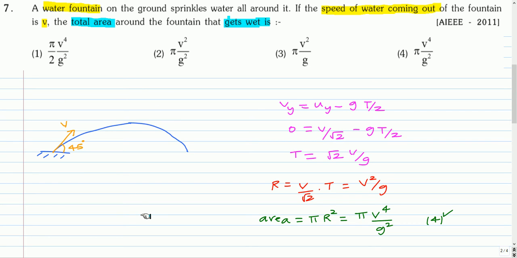and the fountain is going to sprinkle water all around. So the area that gets wet is pi into r square, where r is the radius which is equal to the range of the water path. So area is pi r square, where r is the range. So from this we get the area as pi into v raised to the power 4 by g square. Correct option is option 4.